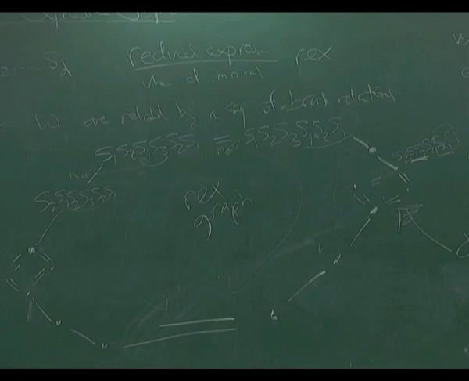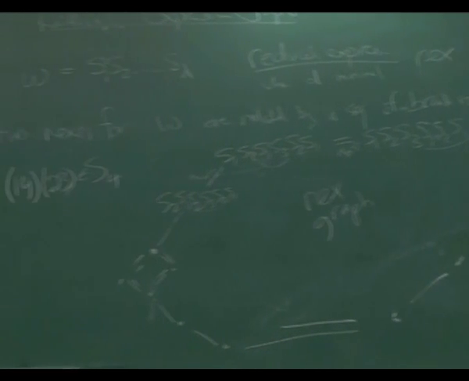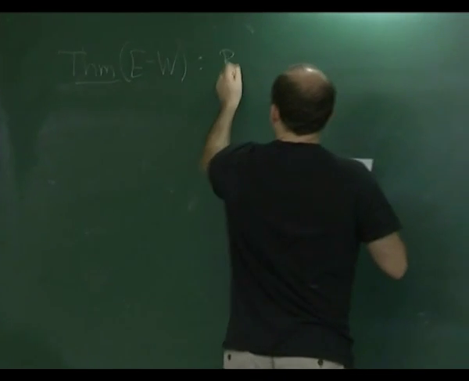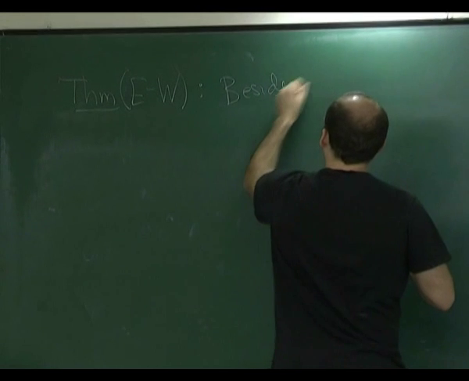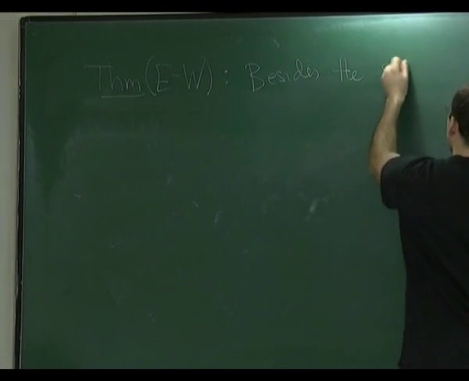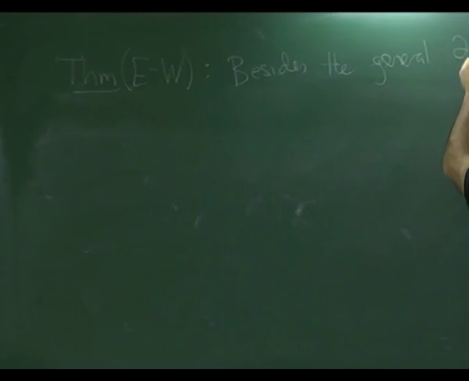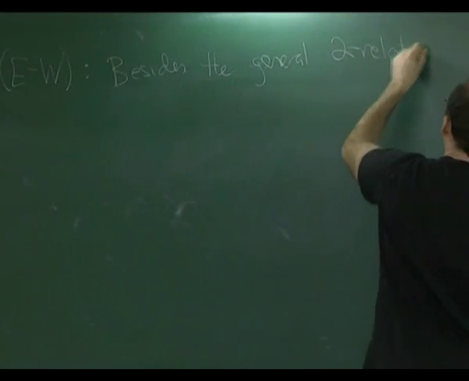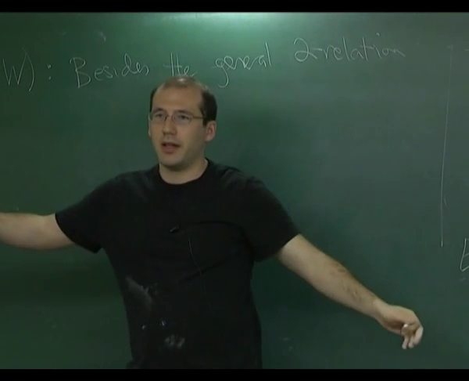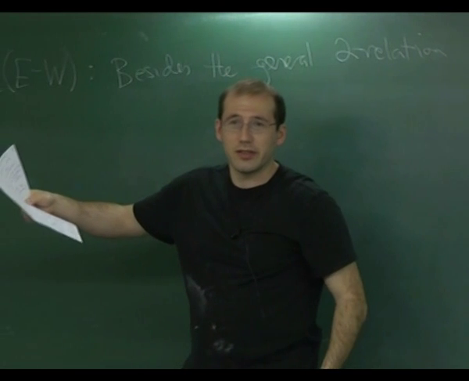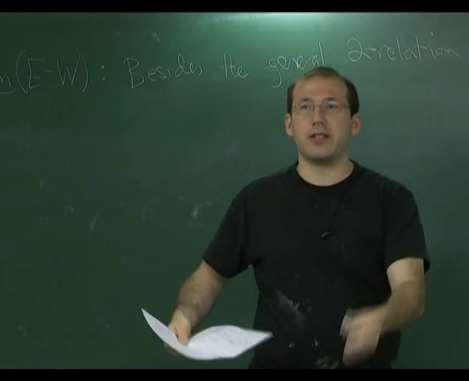Okay, so the theorem that's roughly a consequence of this, due to myself and Geordie Williamson, is that besides the general relations, general two relations, so in other words, the things that hold for all group presentations, the homotopies within the two skeleton.